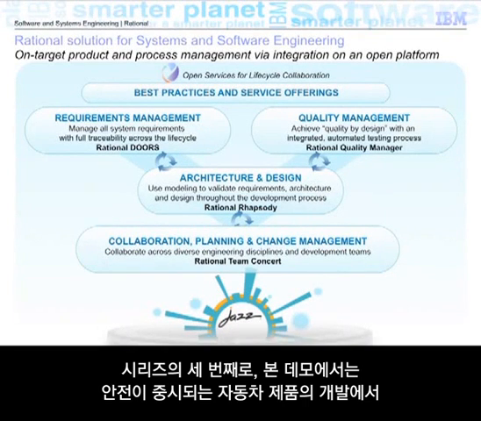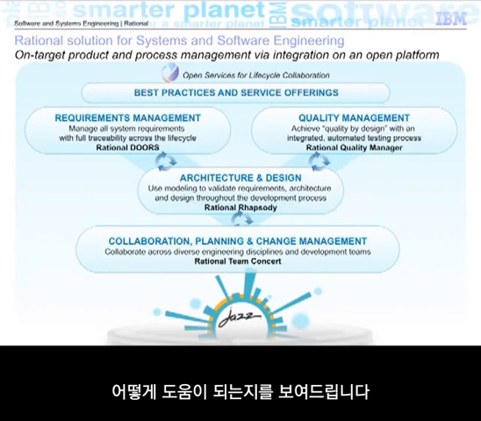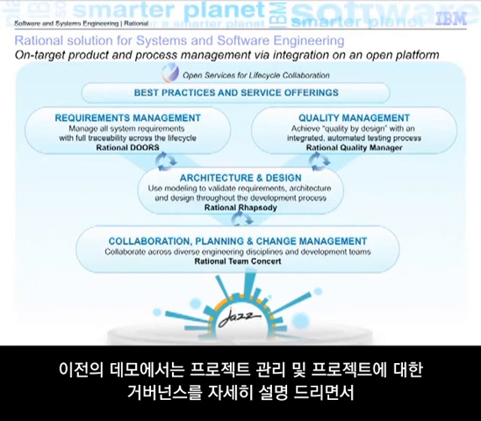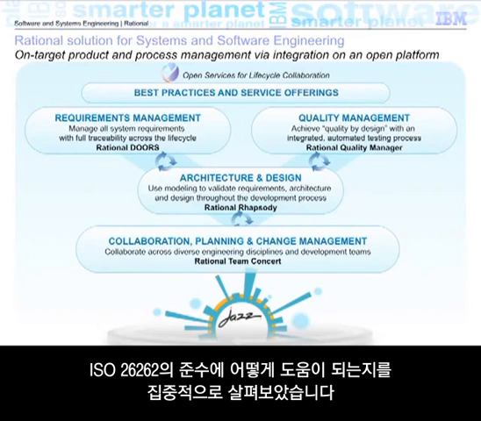Hello and welcome to the third in this series of short demonstrations showing how Rational Team Concert, Rational Doors and Rational Rhapsody can help you in the process of complying to ISO 26262 for the development of safety critical automotive products. In the previous demonstrations we concentrated on how Rational Team Concert and the ISO 26262 web-based process content can help you comply to ISO 26262. We did this by providing guidance, project management and governance to the project.